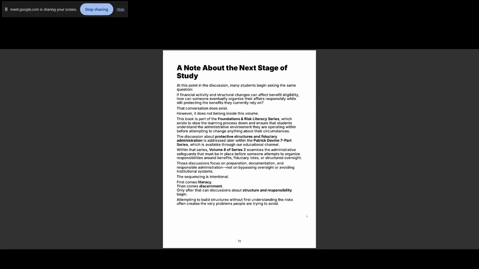That conversation does exist. However, it does not belong inside this volume. This book is part of the Foundations and Risk Literacy series, which exists to slow the learning process down and ensure that students understand the administrative environment they are operating within before attempting to change anything about their circumstances.